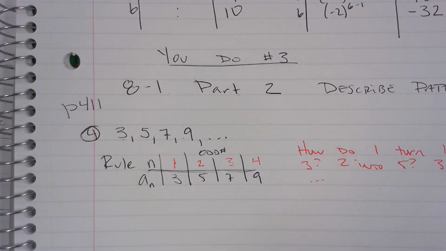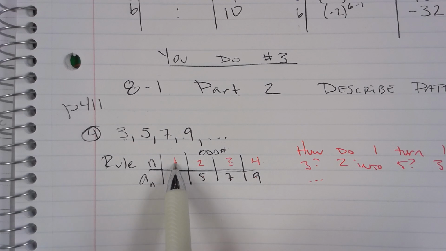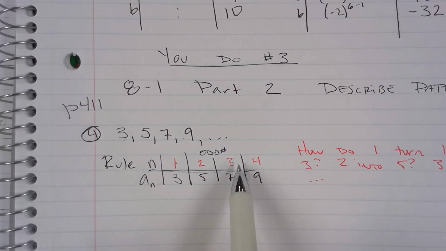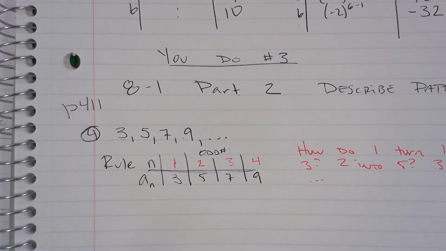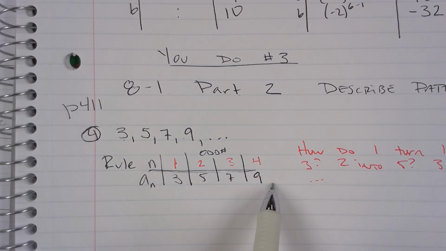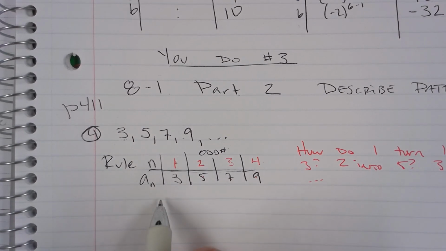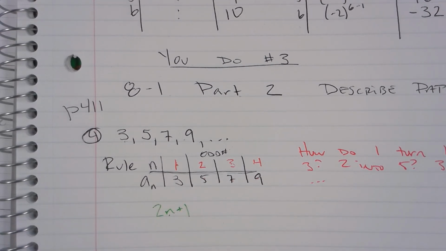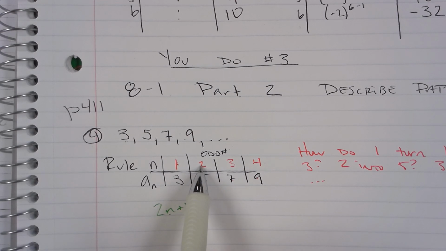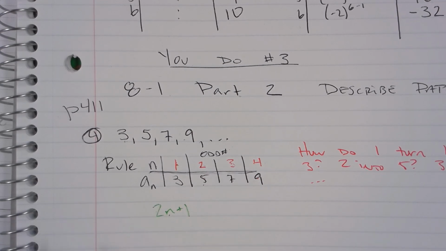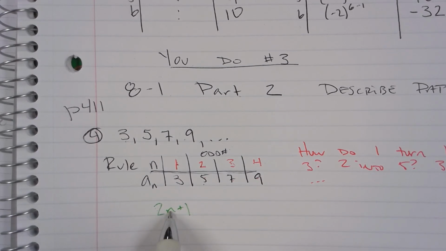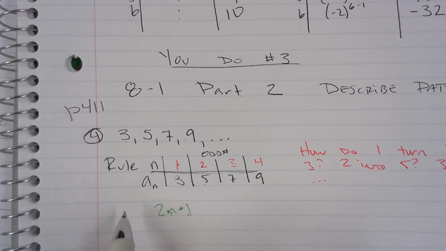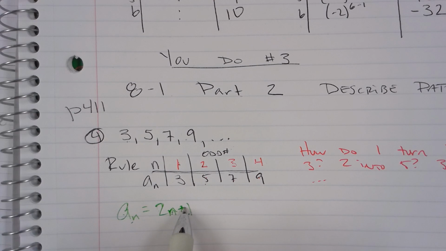So I can think to myself, well, if I multiply 1 by 2, I get 2. 2 times 2 is 4. 3 times 2 is 6. 4 times 2 is 8. And those aren't these numbers, but 1 times 2 is 2, plus 1 is 3. 2 times 2 is 4, plus 1 is 5. 3 times 2 is 6, 6 plus 1 is 7. 4 times 2 is 8, 8 plus 1 is 9. So my rule is A sub n is 2n plus 1.